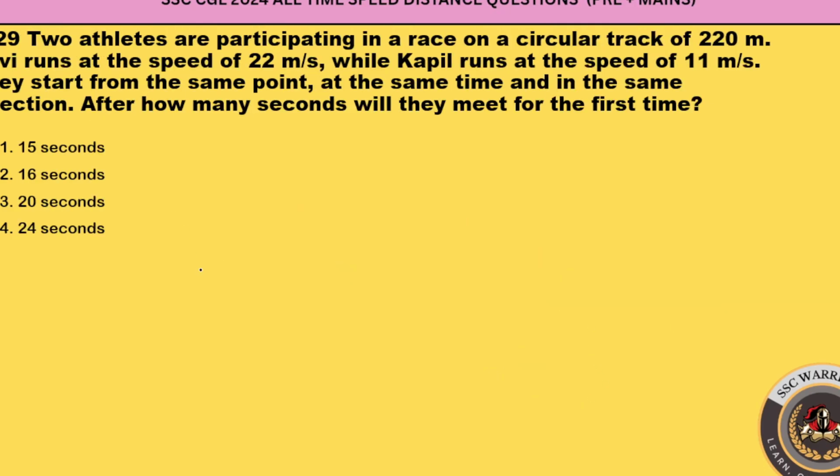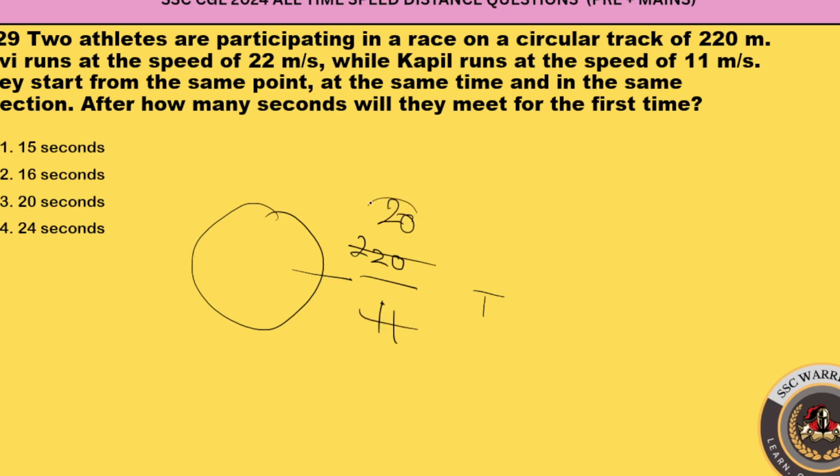Next, two athletes are participating in a race on a circular track of 220 meters. Ravi runs at the speed of 22 meters per second while Kapil runs slower, and they start at the same time from the same point. Time is distance upon speed. Relative speed will be S1 minus S2 because they are traveling in the same direction. So 22 minus 11 is 11, so it will be 20 seconds.